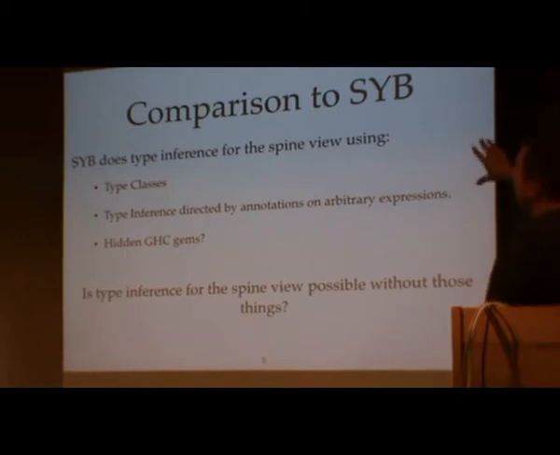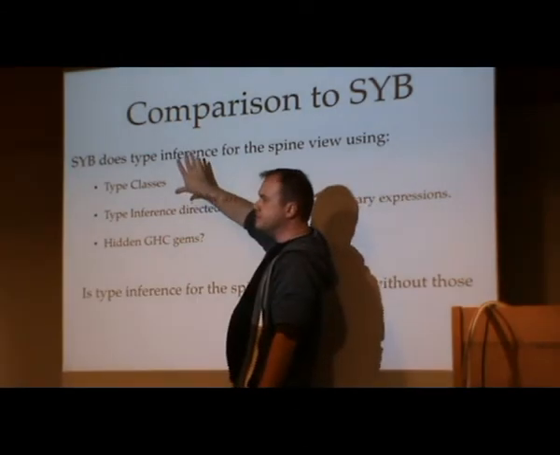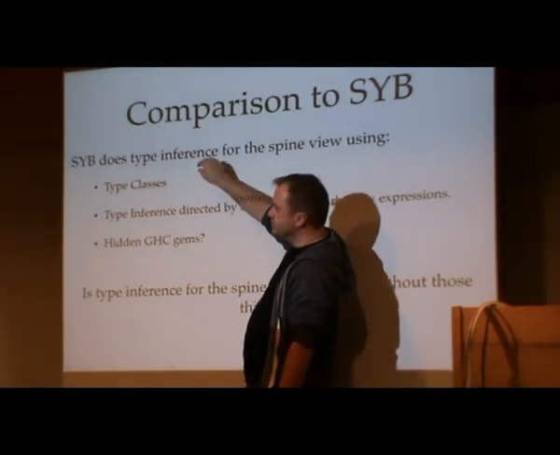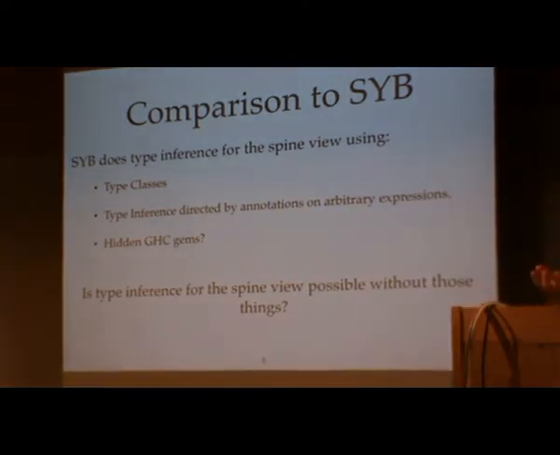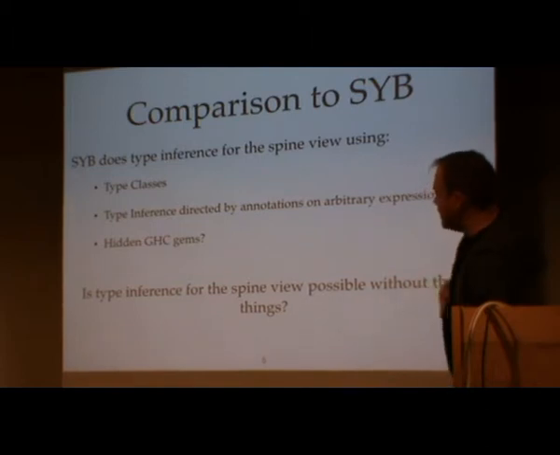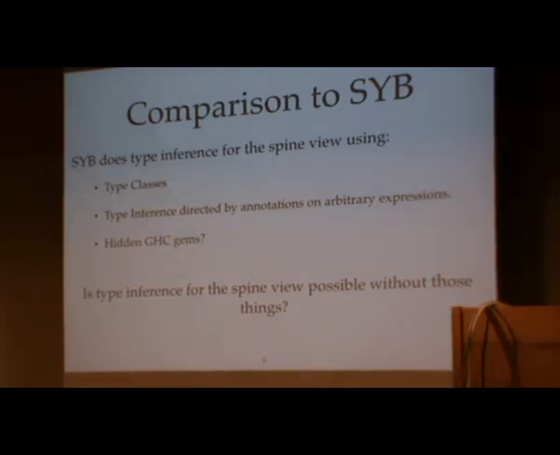But Scrap Your Boilerplate does all this in the context of a very powerful type system. In particular, type classes and type inference directed by annotations on arbitrary expressions, kind of algorithm M back and forth inference, is available in GHC and absolutely necessary for making Scrap Your Boilerplate work. Now, if you're coming from a different language or a different background, or you want to start from a very small system, you can't rely on the presence of things like that. So we wanted to ask the question, is type inference for spine view possible without those things? And of course, the answer was going to be yes, because we could come up with something isomorphic to those things, but we wanted to try and come up with something as simple as possible.